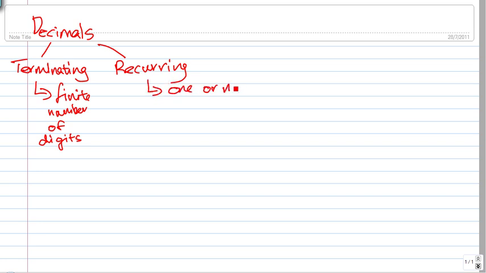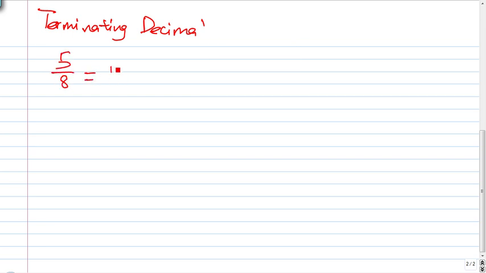One or more digits repeated infinitely. So an example of a terminating decimal is 5 divided by 8. If you have a fraction and want to convert it to a decimal, you just take the numerator divided by the denominator.